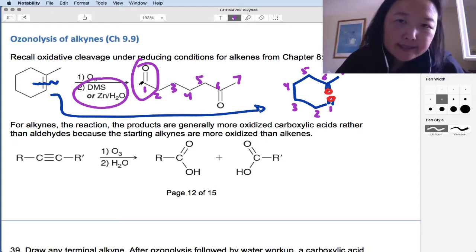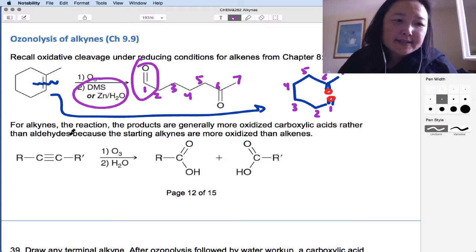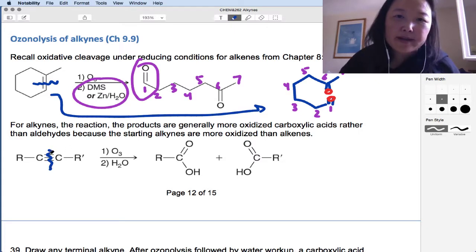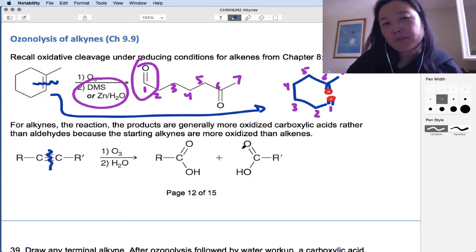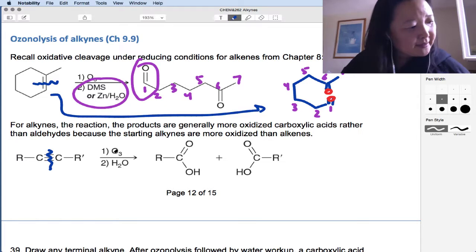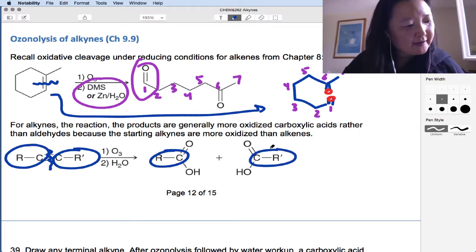Well, ozonolysis for alkynes is a little bit different. It's the same kind of idea where we're going to do cleavage across the pi bonds, but because of the extra pi bond, we are more oxidized than in an alkene because we had to remove more hydrogens, right, to make an alkyne. So because it's already more oxidized, when you cleave it, you're going to end up with more oxidized products than you normally would. So in this case, we're going to use ozone to do the cleavage, and then this piece here is right here, and this piece here is right here, okay?